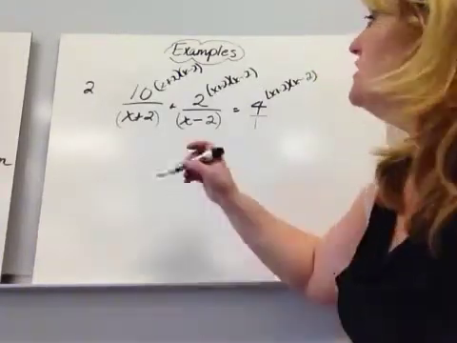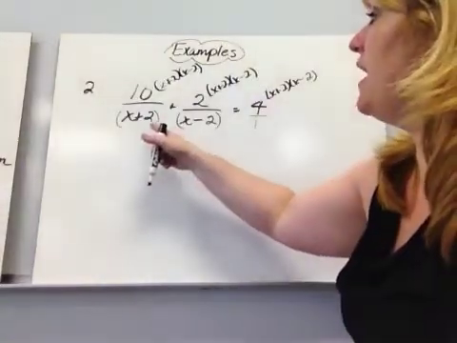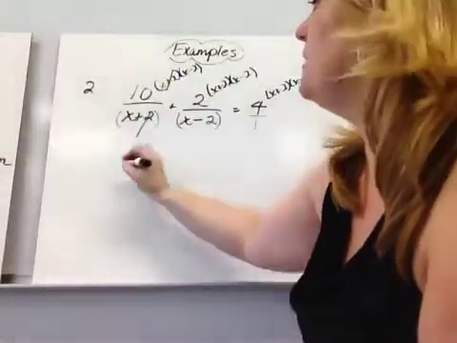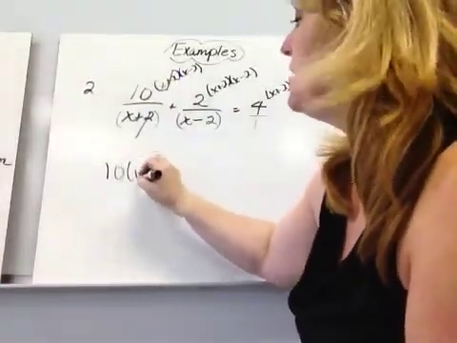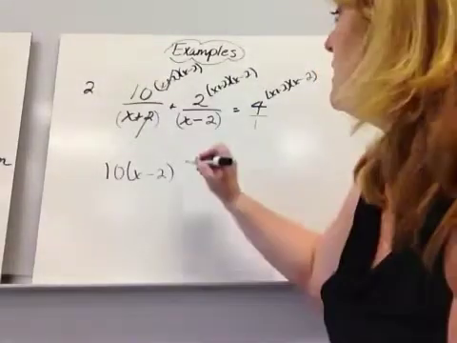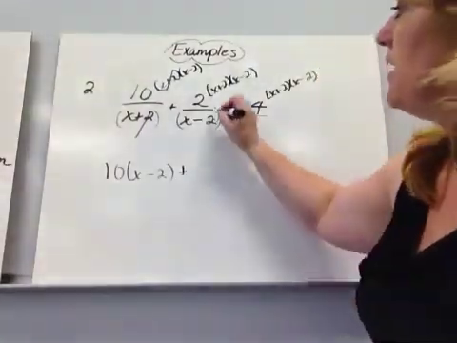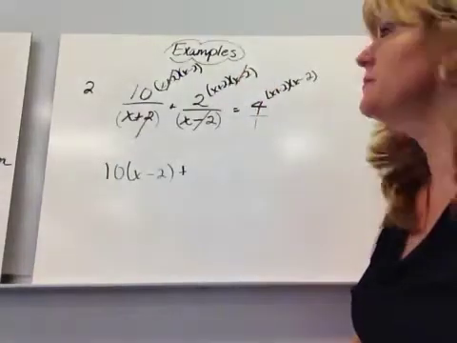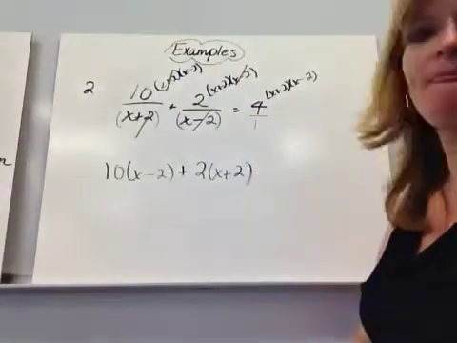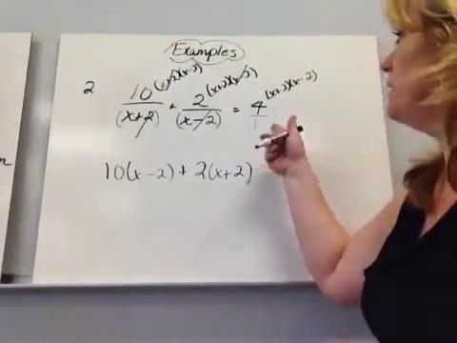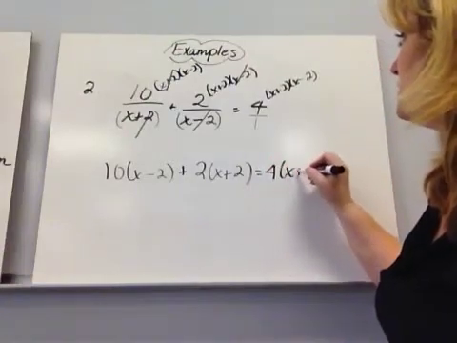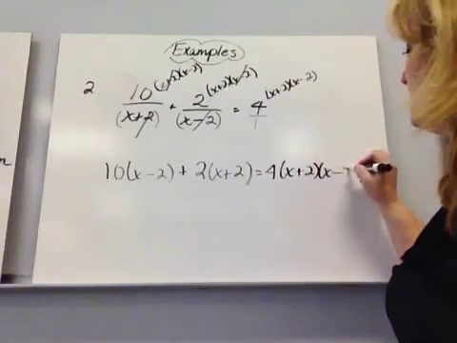You can cancel. So when I go to do this, I said, all right, this is in the numerator, this is in the denominator. My x plus 2's cancel. So I end up with 10 times x minus 2. Fraction's gone. That's what we wanted to have happen. Plus, here, my x minus 2's are going to cancel. So I have 2 times x plus 2. Now for the 4, there's a 1 down here. Nothing cancels, so it's going to equal 4 times x plus 2, x minus 2.